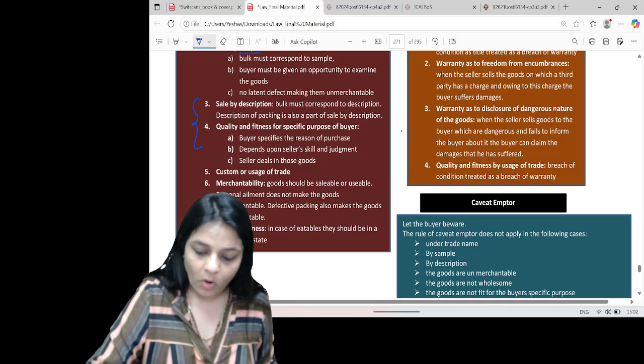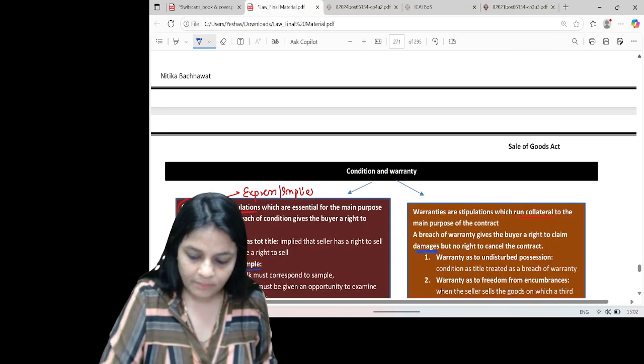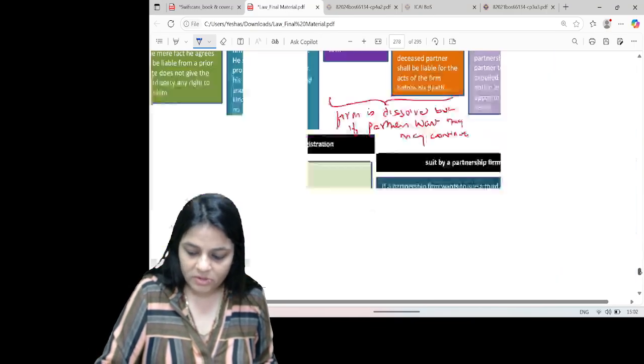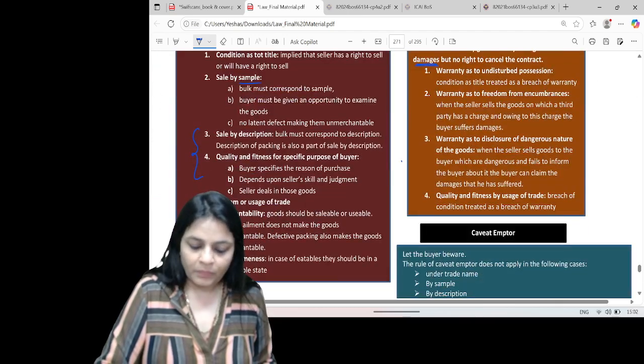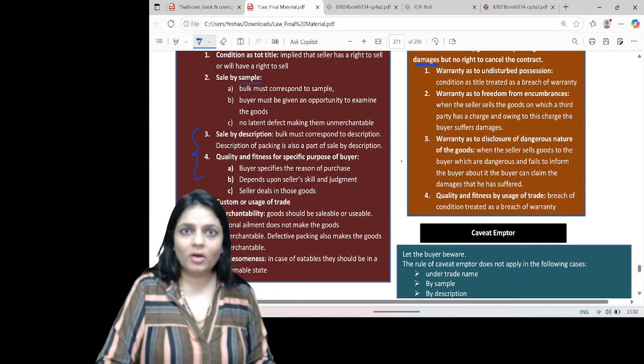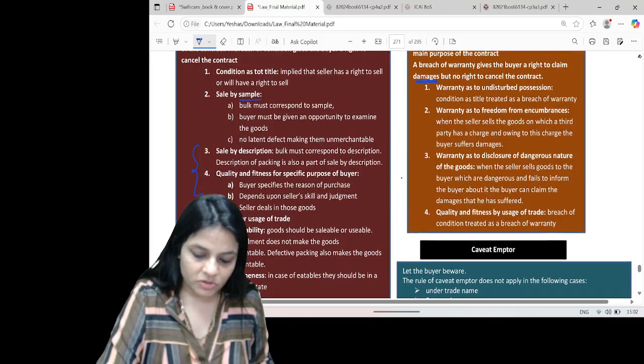The next one is warranty. When I say warranty, they run collateral. So they are not the main purpose of the contract, but they run collateral to the main contract. And if there is a breach of warranty, you cannot cancel the contract, but you can claim the damages.